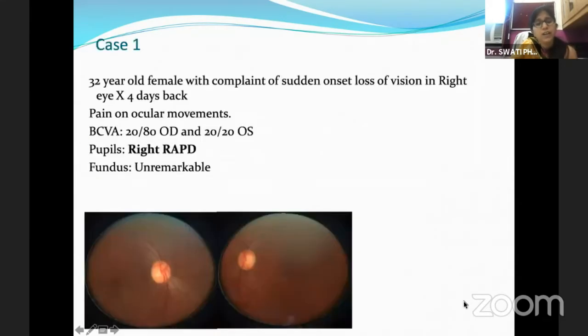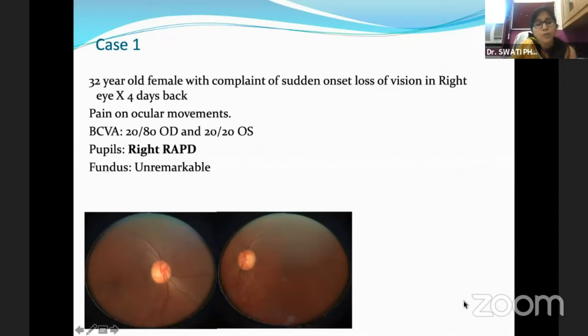So this was case one, where a 32-year-old female complained of sudden loss of vision in the right eye 4 days back. There was pain on ocular movement also. Best corrected visual acuity in the right eye was 20/80, while in the left eye it was normal. On examination, there was right RAPD, but fundus was absolutely unremarkable.